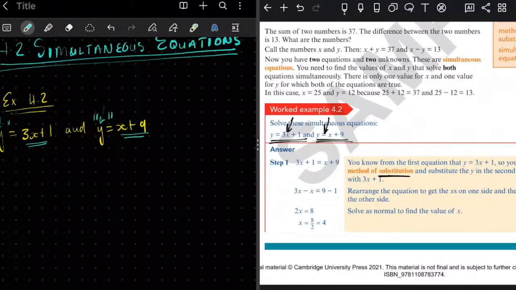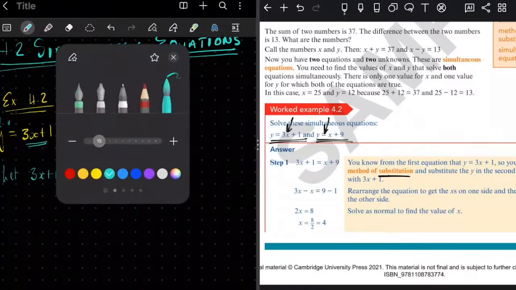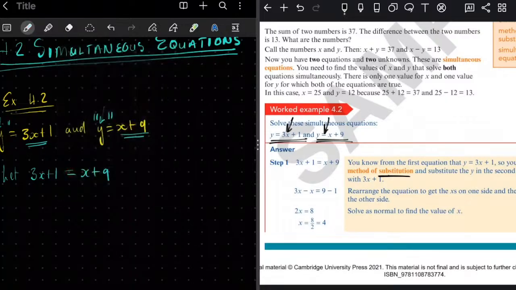Are we together? So you can say, let 3x plus 1 be equal to x plus 9, because 3x plus 1 is y, and x plus 9 is also y. So they are equal. Then you just have to solve for x. How do you solve for x? You take the x's to the side where you have the bigger x, and that bigger x must be positive.